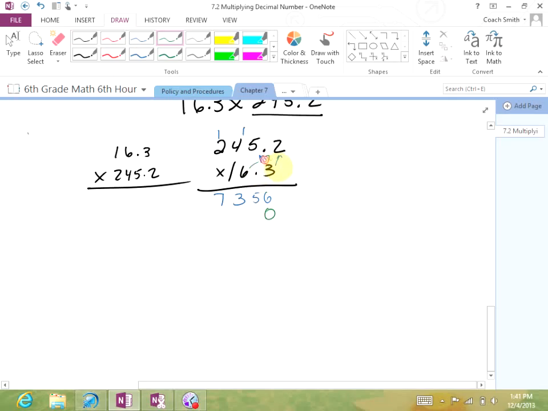6 times 2 is 12. Carry my 1. 6 times 5 is 30, plus 1 be 31. Carry my 3. 6 times 4 is 24, plus 3 be 27. Carry my 2. 3 times 2 is 6, plus 2 be 8. Bring down 2 zeros.